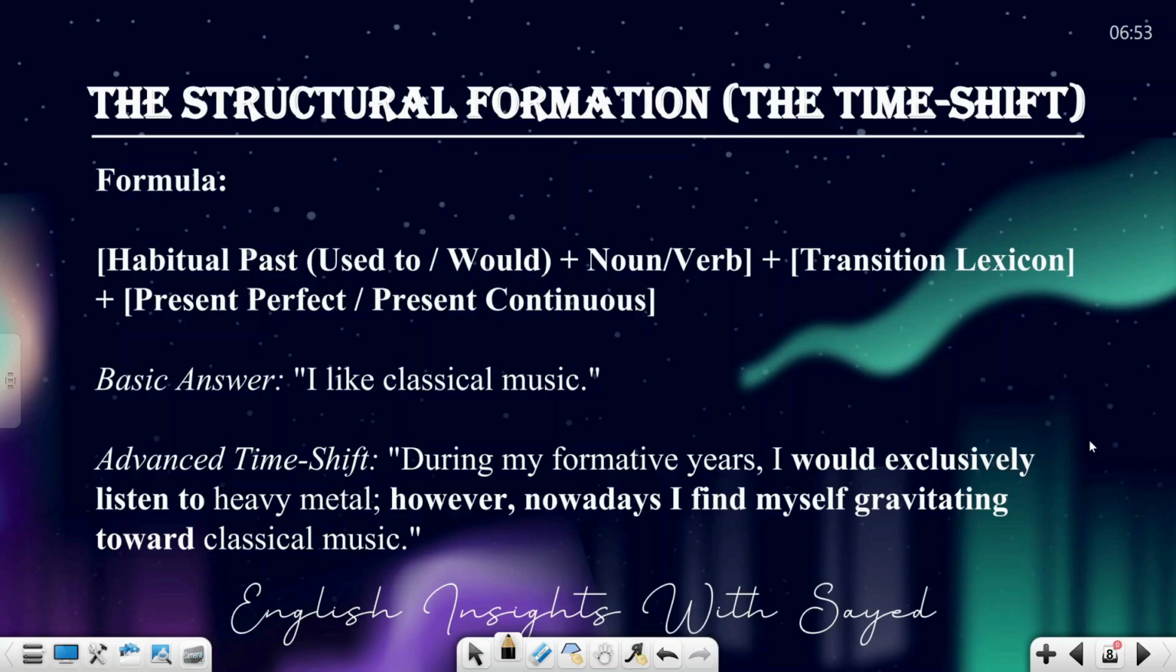you could say: during my formative years, I would exclusively listen to heavy metal. Okay, formative, earlier days. So you were in love with heavy metal, and you are telling that now. However, you have used that transition lexicon, right? Here, see, however. So this is the transition lexicon. Now you are telling in the present tense, present continuous or present perfect: nowadays, I find myself gravitating toward classical music. So you are being asked, do you like music?